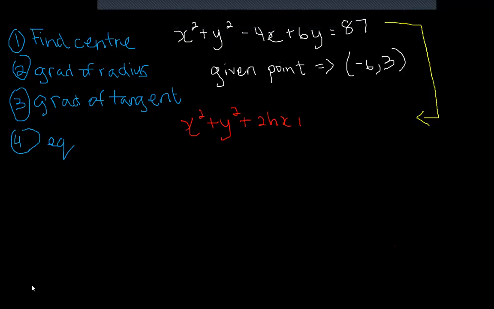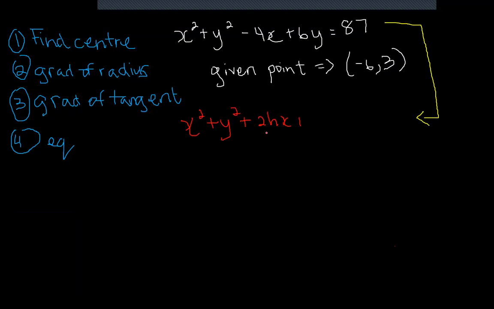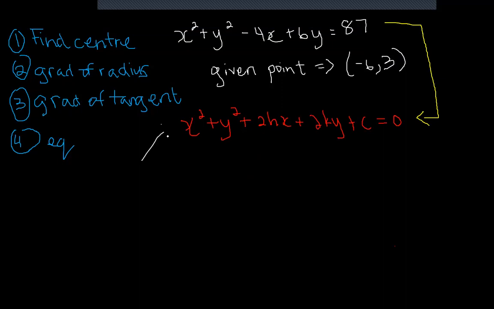So I was saying, you need to notice that this equation that they gave us is in the general form. And the general form of the equation of a circle is x squared plus y squared plus 2hx plus 2ky plus c, and this is equal to 0. That's something you need to remember. So let me just put it here. This is known as the general form.